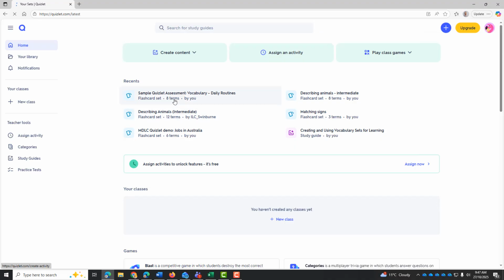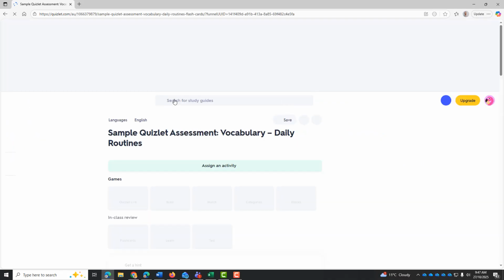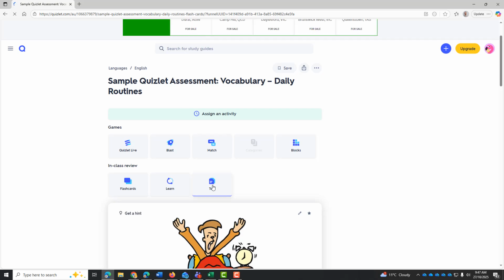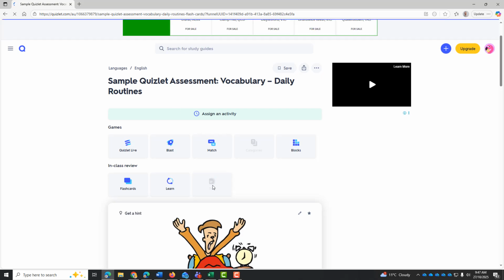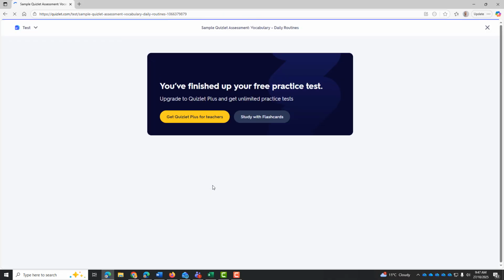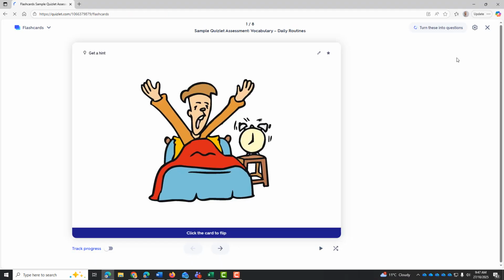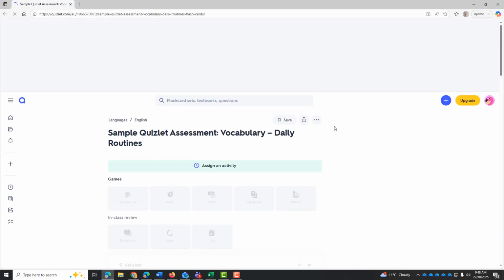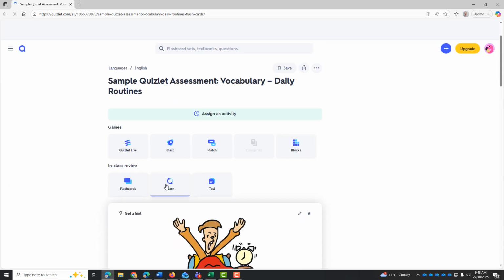So what we need to do is, now you are allowed a certain amount of test functions with the free version. However, as of October, at the time that this video was recorded, they've sort of paywalled a variety of practice test functions. But you can study with flashcards, okay, which is good. You can also, bear with me while this loads, you can also set learn functions as well.